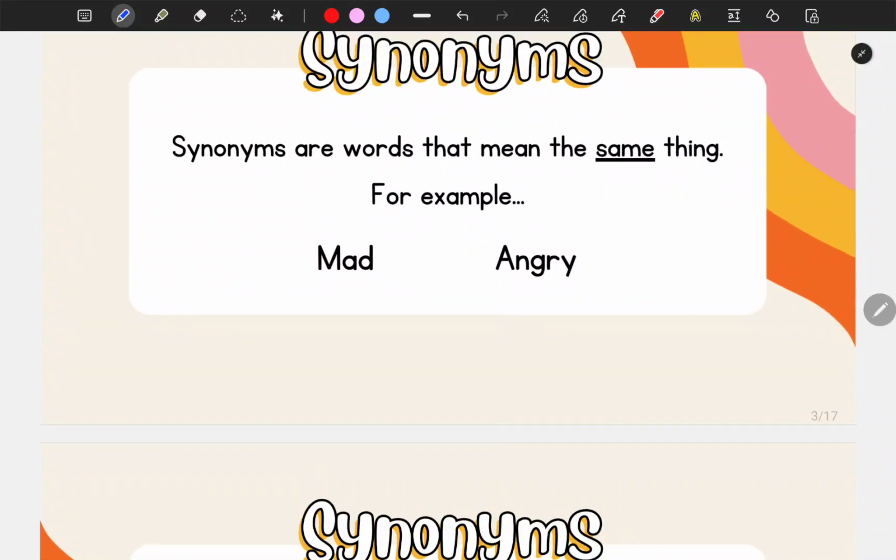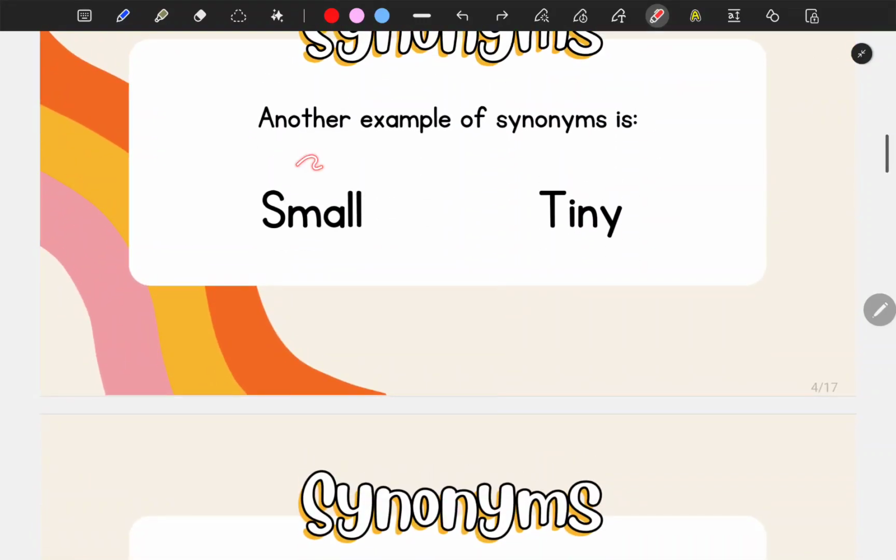First of all, let us know what the meaning of synonyms is. Synonyms are words that mean the same thing. For example, let us take the word mad. What does mad mean? Mad simply indicates angry. Another word for mad is angry. So synonyms are words that have a similar meaning. So mad means angry.